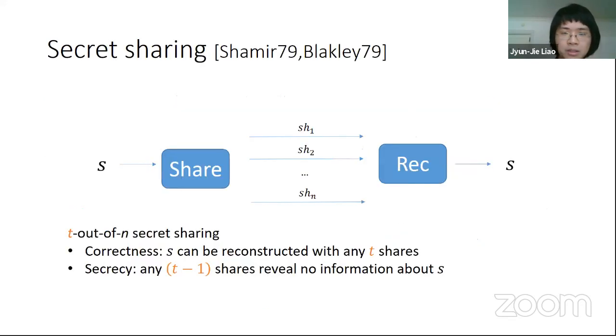And our second result is non-malleable secret sharing. And thanks to Gianluca, we have already seen the definition of secret sharing. I just want to mention that in this work, we focus on t-out-of-n secret sharing, where we can reconstruct the secret with t shares, but we cannot get any information about the secret if we only have less than t shares.